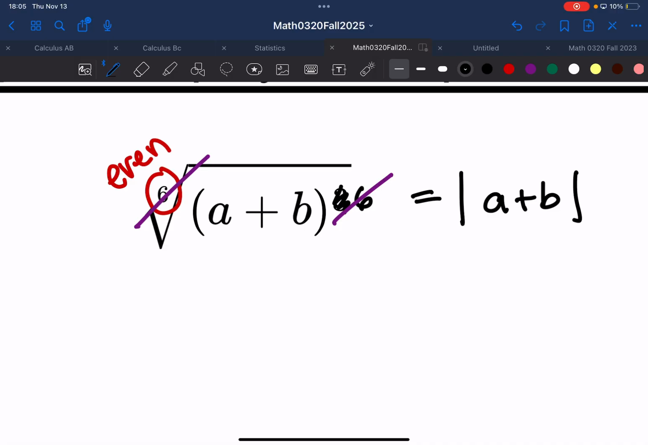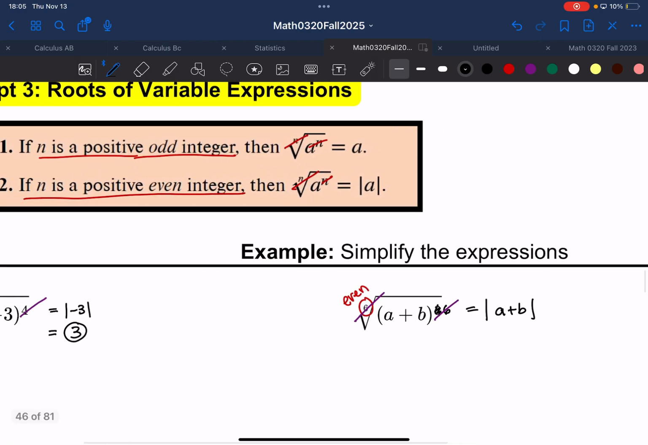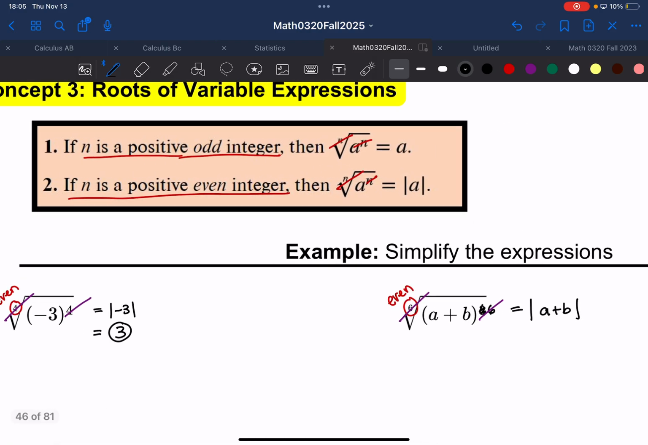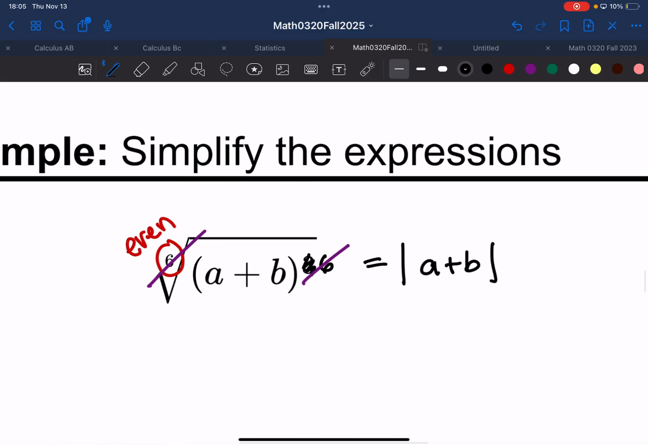So we can't just leave it as a plus b without the absolute value bars. Because of this, it said if we have an even integer, we have to include absolute value. Which means if we were to plug in an a and b value that when we add it gave us a negative number, that absolute value bar would make sure it doesn't turn negative. It will always be positive.